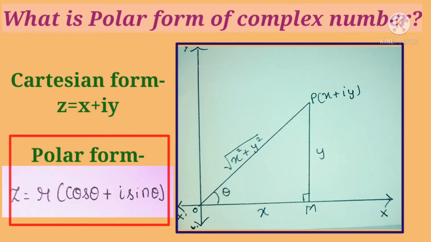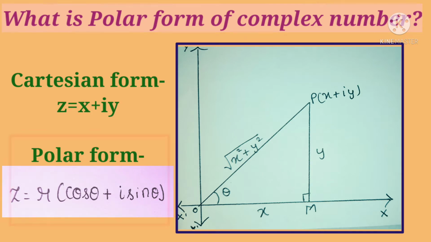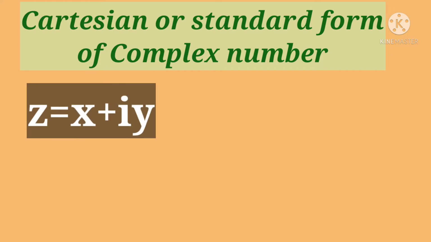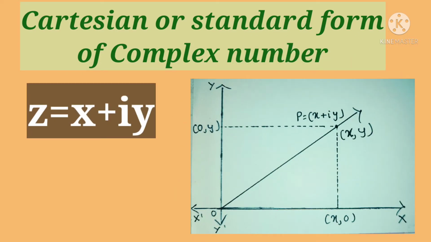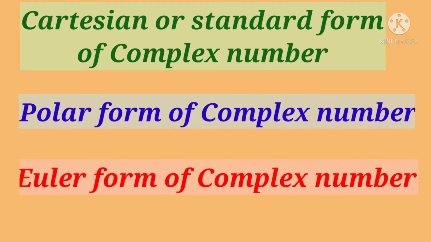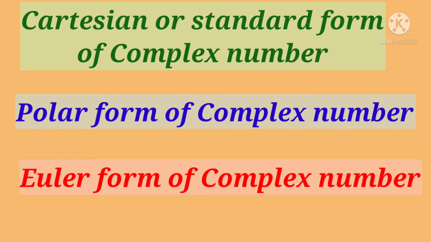How did sine theta and cos theta come in here? We will see the complete concept related to this in this video. Before that, let's see a quick introduction to the polar form of a complex number. We have gone through the Cartesian form, the standard form of a complex number, that is nothing but z is equal to x plus iy, in which x and y are real and i is an imaginary unit. We can represent the complex number in a different form.